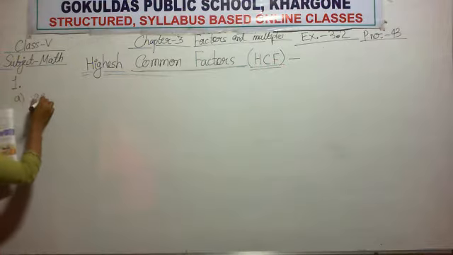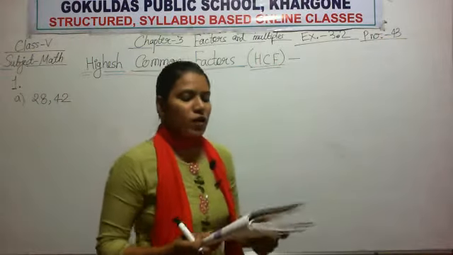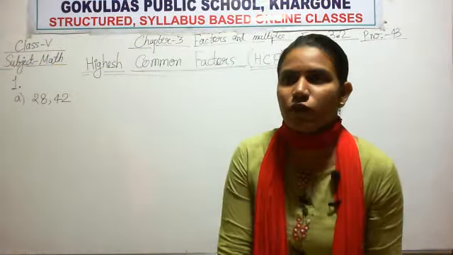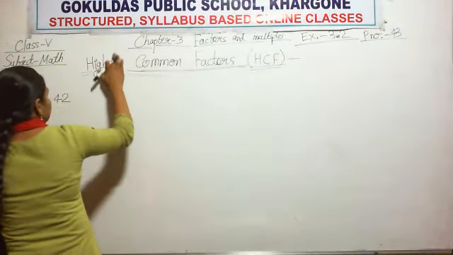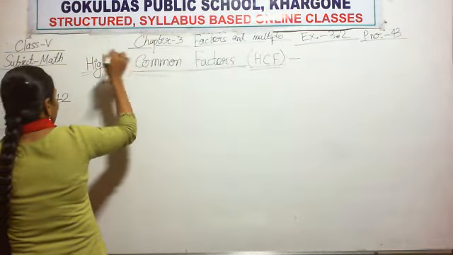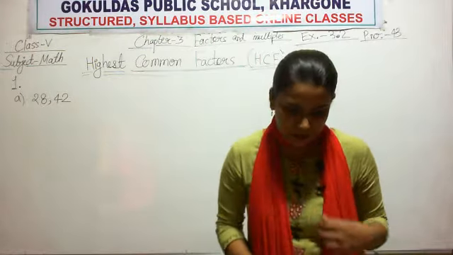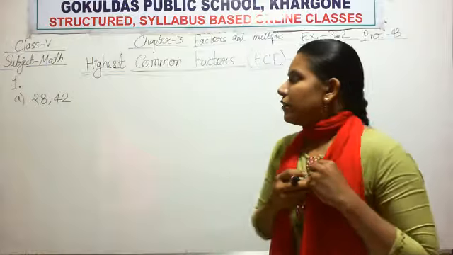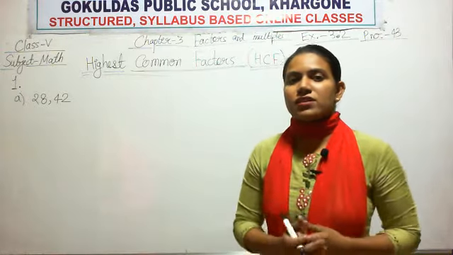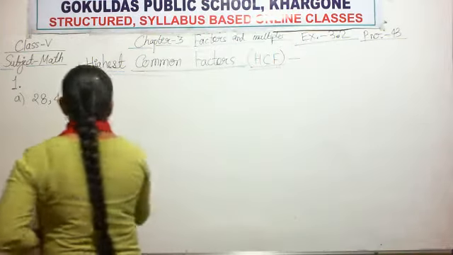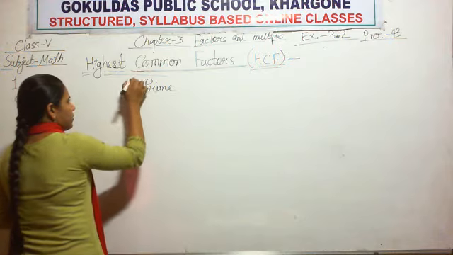So your question 1 is 28 and 42. Two numbers are given, 28 and 40. Sorry, by mistake I have written the wrong spelling. We have two numbers 28 and 42, right? And we want to find its HCF. Which method are we reading? We are reading prime factorization.